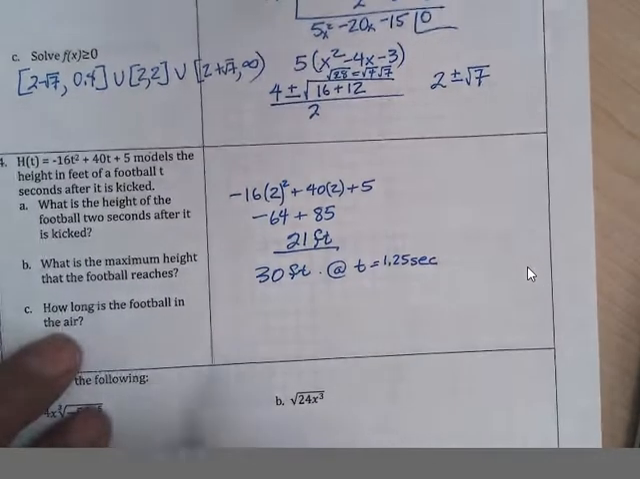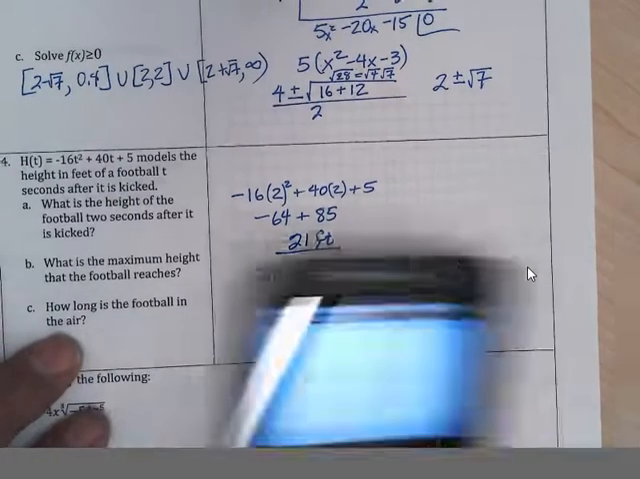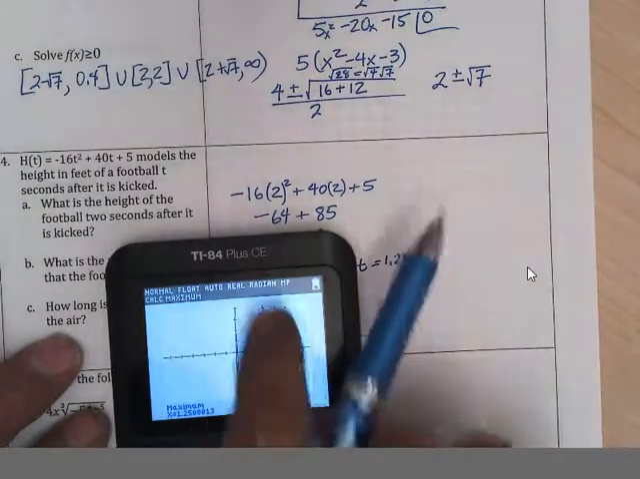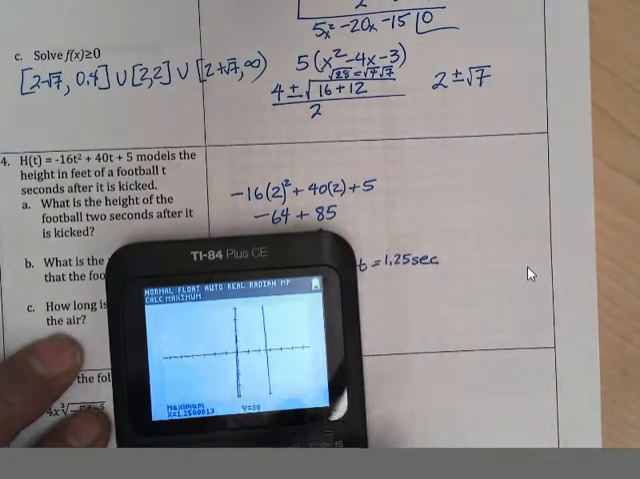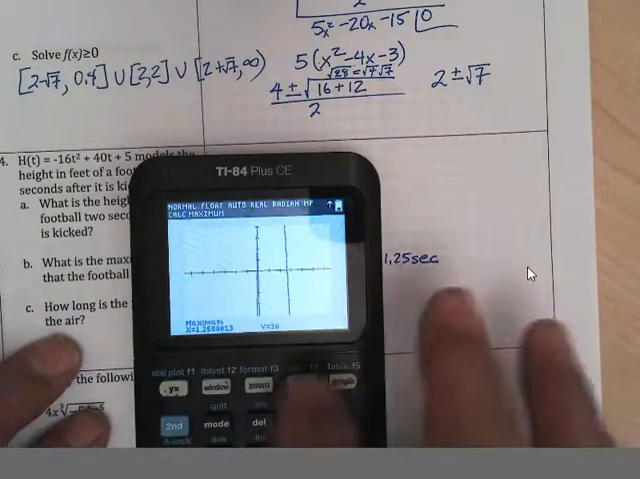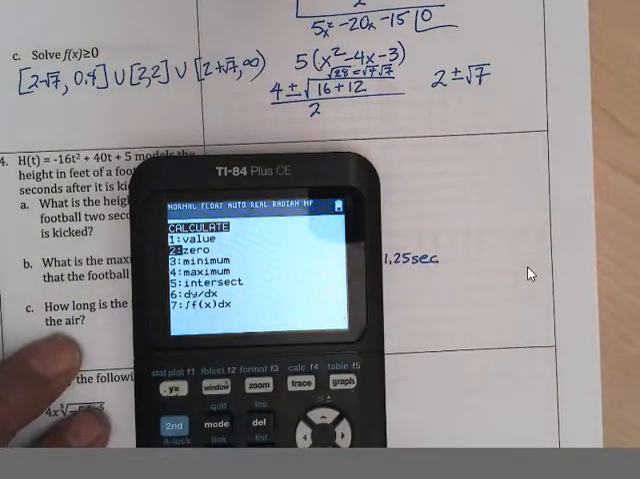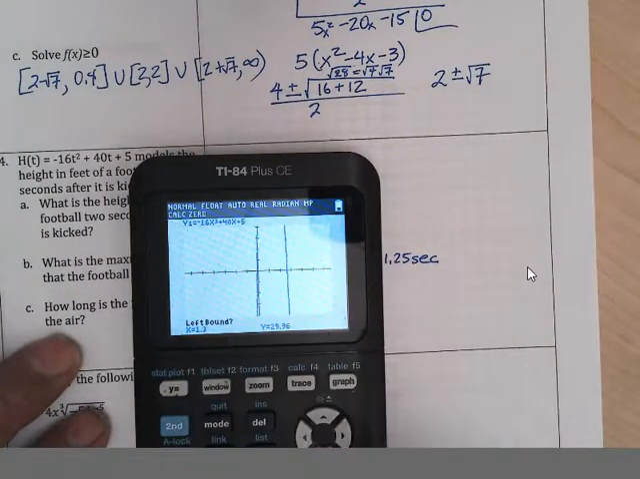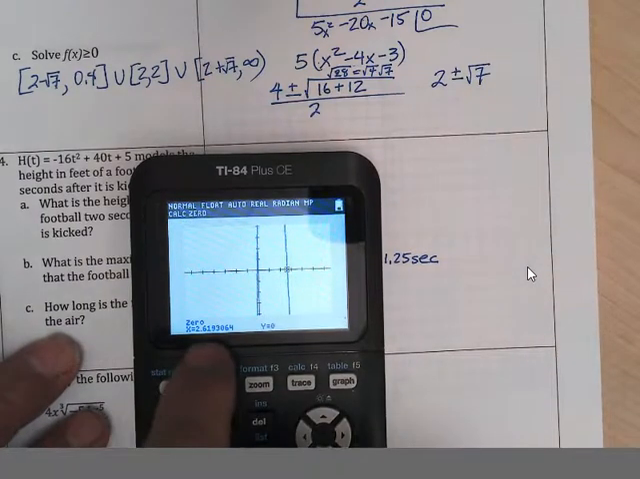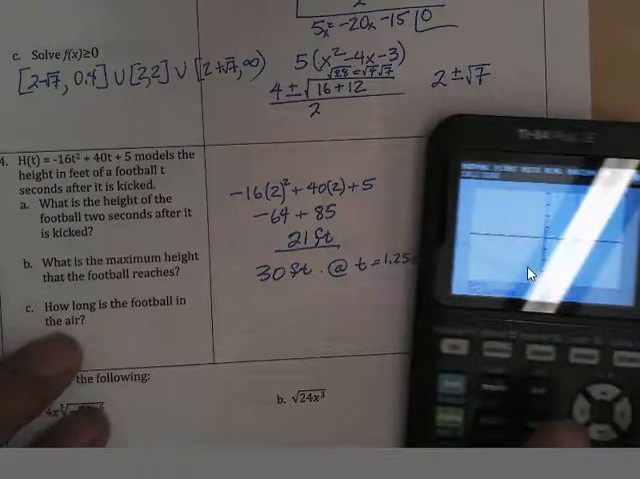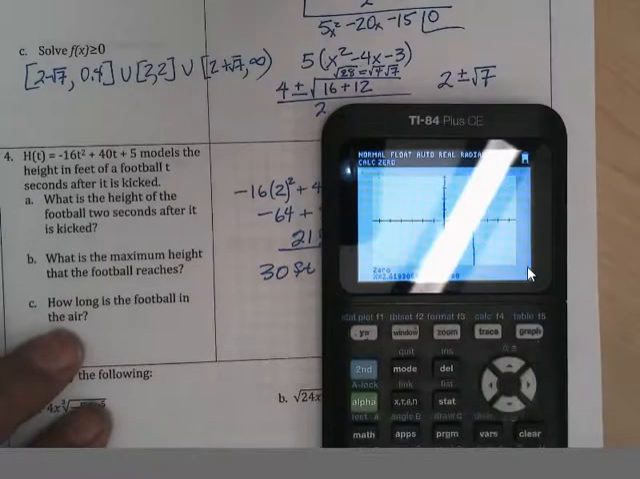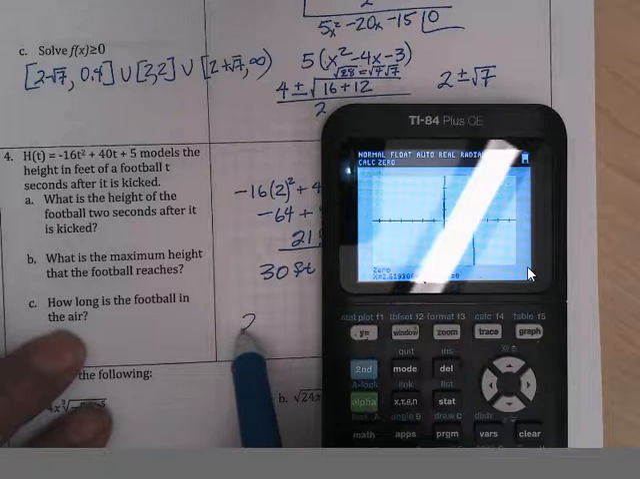How long is the football in the air? Well, if it's 1.25 to the top, it's another 1.25, or 2.5, which is there. Second, calculate the 0. That's between 2 and 3. 2, enter, 3, enter. And it says 2.61, so it's not quite exactly 2.5. 2.62.